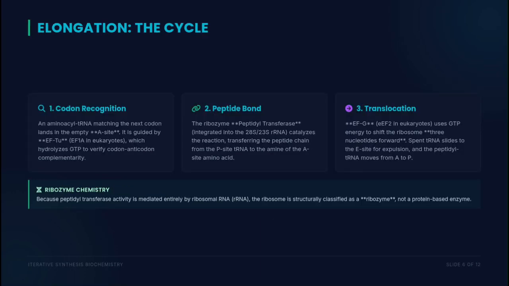After initiation comes elongation. This is the stage where the protein chain grows longer. First, a charged tRNA enters the A site of the ribosome. Then a peptide bond forms between the amino acids. Next, the ribosome moves along the mRNA and the growing protein chain shifts to the next position. This cycle repeats many times until the complete protein is formed.